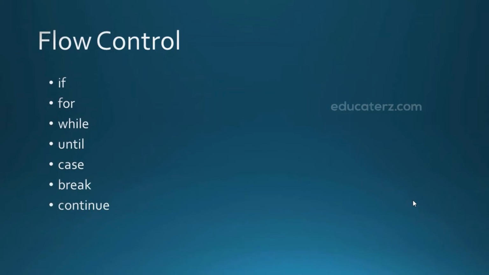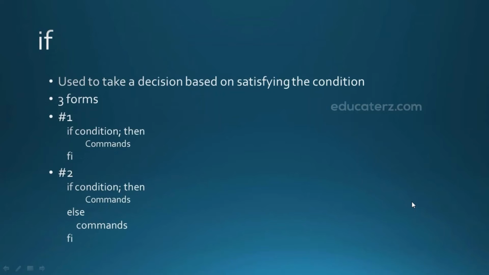You can see a list of commands which can be used for flow control on the screen. if, for, while, until, case, break, continue, exit are some of them. In this video, we'll completely discuss the usage of the if statement. The if statement, like in other programming languages, takes two-way decisions depending on the fulfillment of a certain condition.